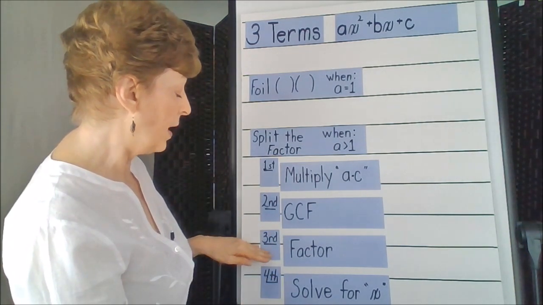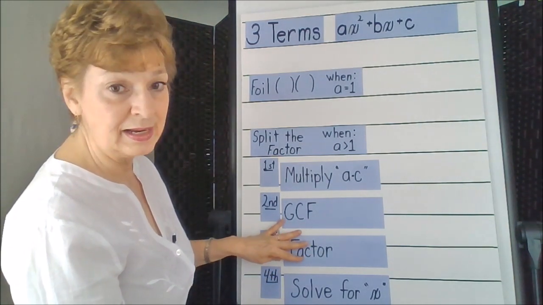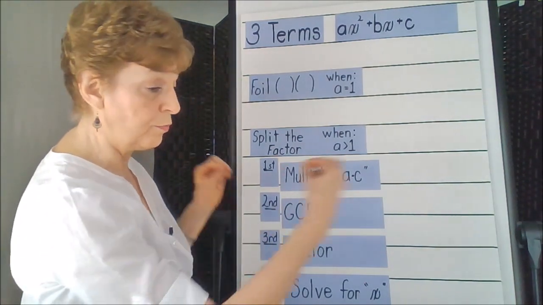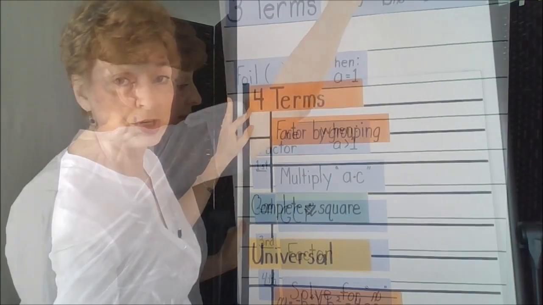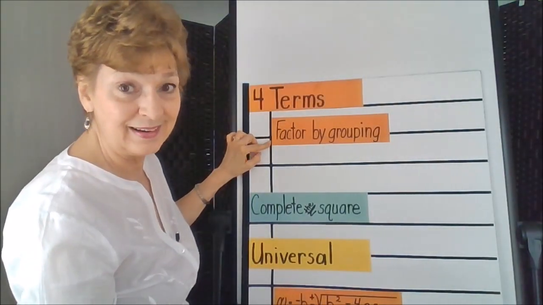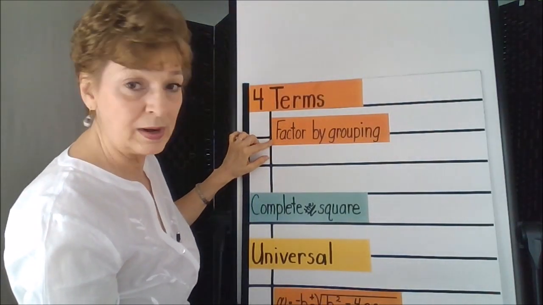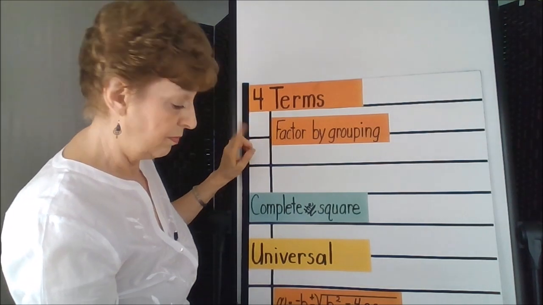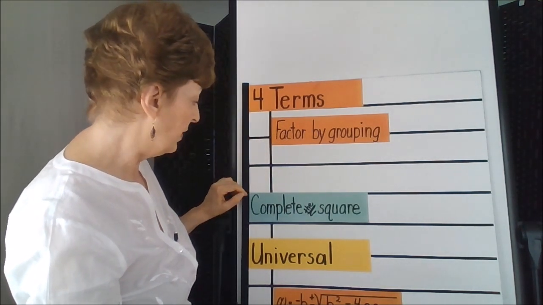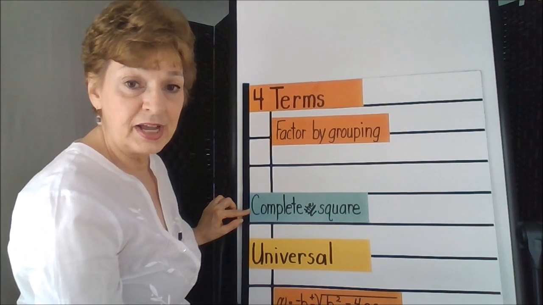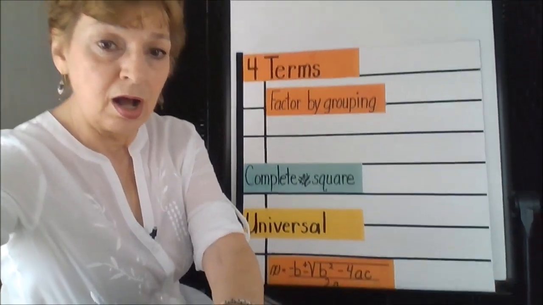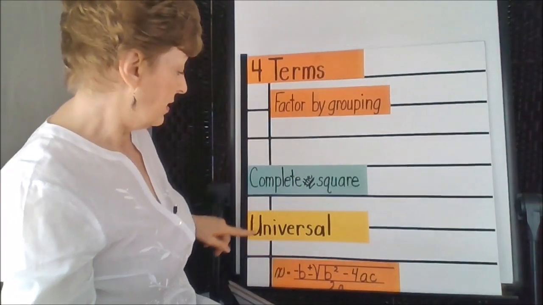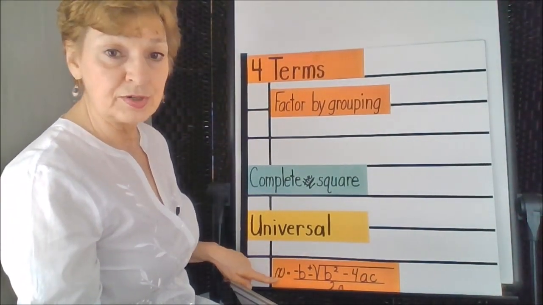And there's one part in this area here where you've got 4 terms. And that would lead into the 4 terms you can factor by grouping. We did that as one of the steps on splitting the factors. Then we have our technique of completing the square. And if all else fails, we've got the universal quadratic equation.